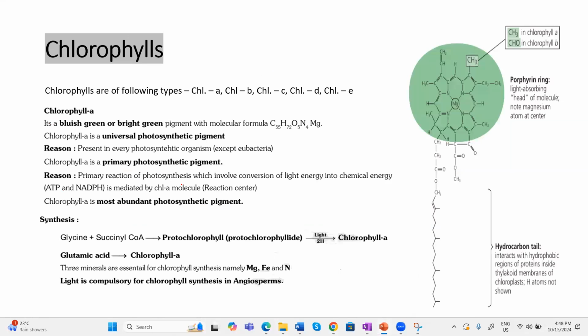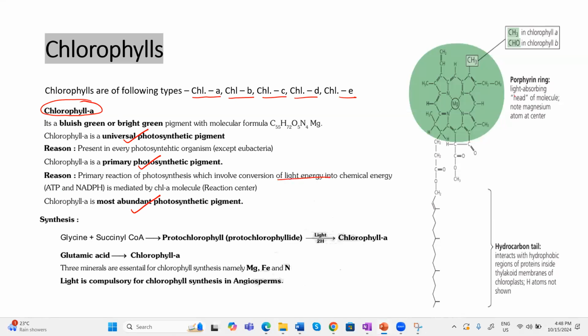See, the main pigments are chlorophyll and carotenoids. Chlorophylls are of different types: chlorophyll A, chlorophyll B, C, D, and E. Chlorophyll A is a bluish-green pigment in the chromatogram. It is the universal pigment, the primary photosynthetic pigment, and the most abundant pigment. Why do we say universal? Because it is present in all photosynthetic organisms except eubacteria. Why do we say it is the primary photosynthetic pigment? Because it is the one which converts light energy into chemical energy.